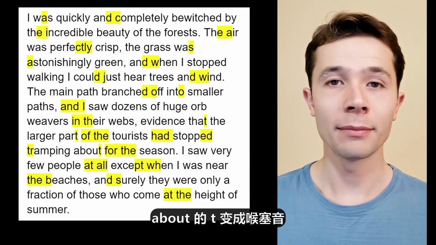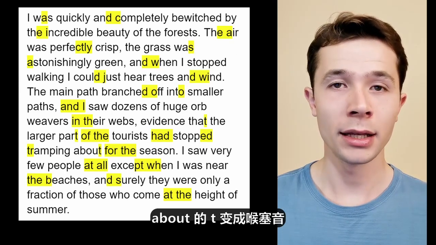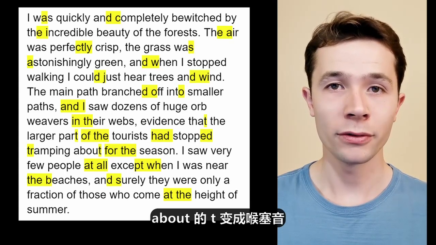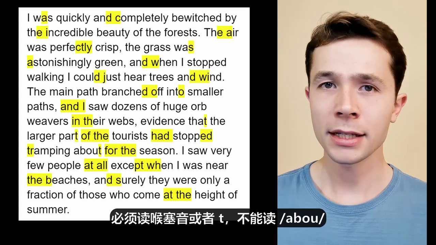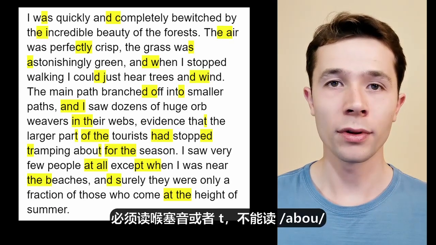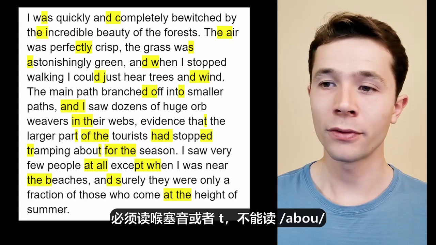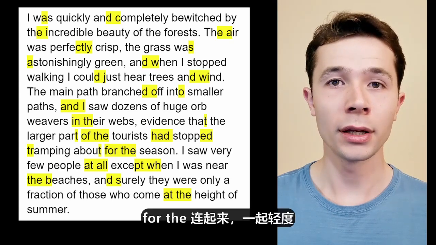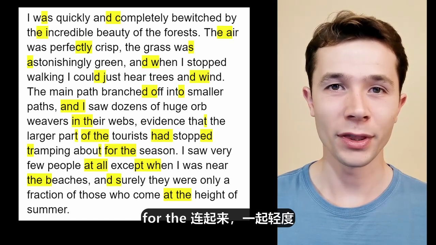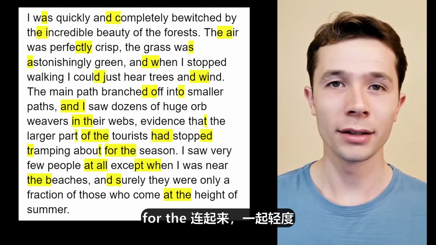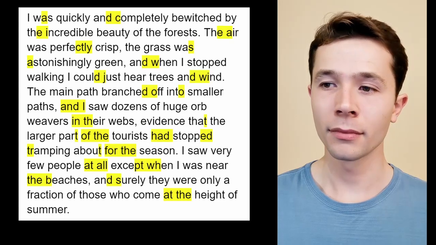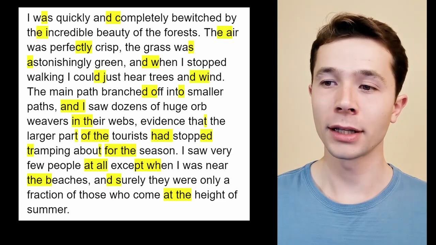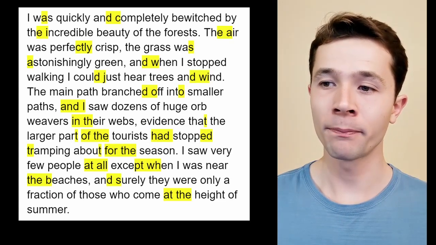Now the T in "about" turns into a glottal stop. About for the season. It doesn't disappear. We don't say "abou for the season." We say "about for the season." About for the season. And "for the" becomes very small and very short and connects together. For the season. I saw very few people at all except when I was near the beaches.